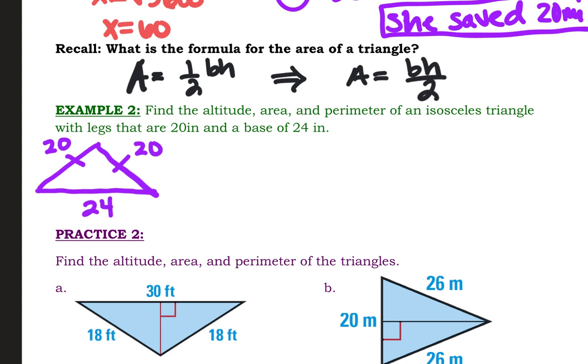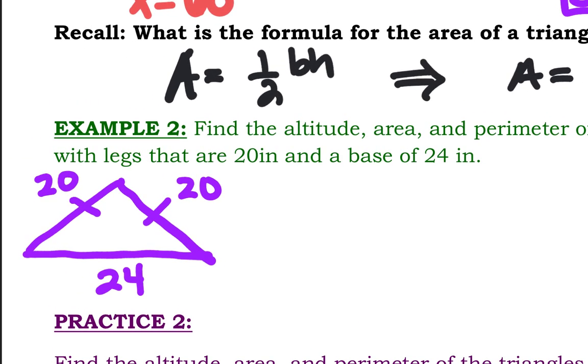First thing they want to know is the altitude. The altitude is another word for what? The height. Good. So they're looking for the height. Let's find the height. Let's all draw the height here. If the height is drawn, it should be perpendicular to our base. I'm going to shade in the triangle I'm going to focus on and redraw this triangle. If you want to redraw it, you can.